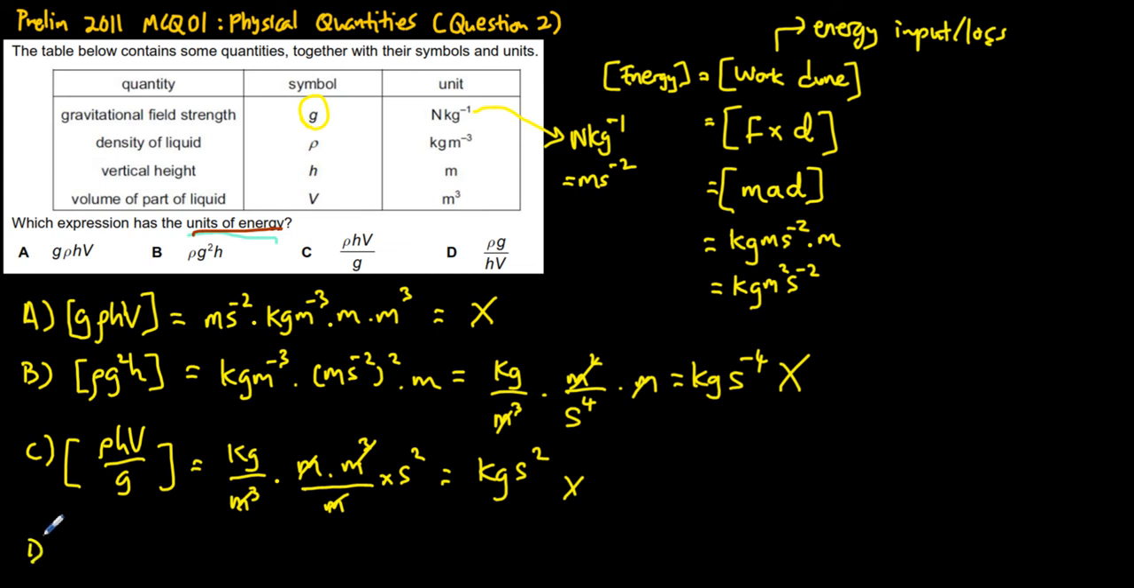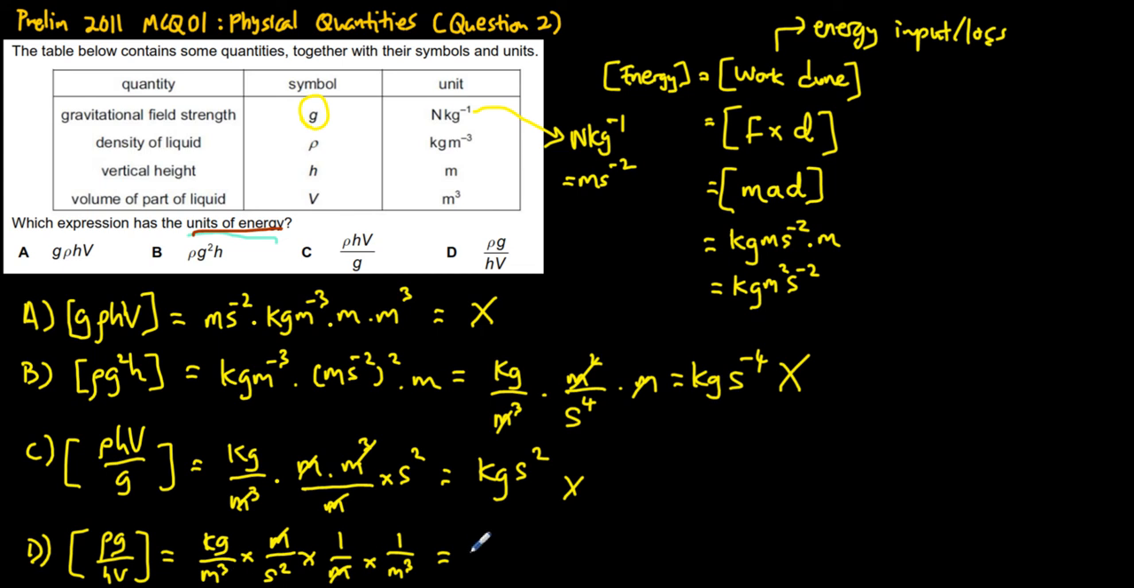Okay, look at option D. Now, what about the unit of rho G over HV? Rho is again kilogram per meter cube, right? G is meter per second square. Divided by H. Divided by H means divided by meter. Divided by volume again, meter cube. So meter cuts meter. So it becomes kilogram meter power minus 6 s power minus 2. This one is wrong as well.